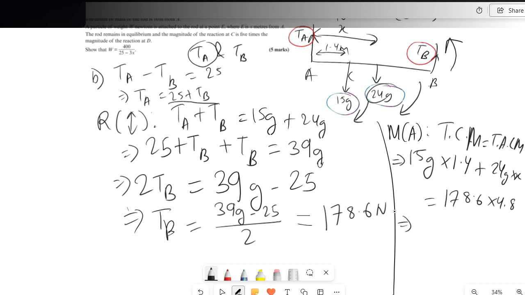Now solving for x, we can say that 24gx is equal to 178.6 times 4.8, which is 257.28, subtracted by this, which is 205.8. Therefore x is going to be this expression divided by 24g, which is equal to 2.77 meters.